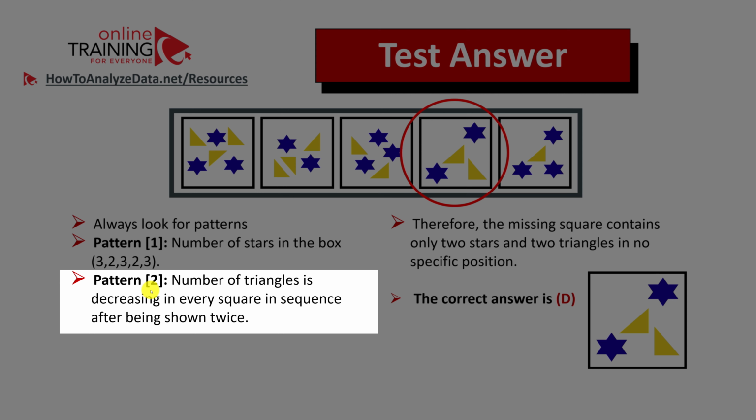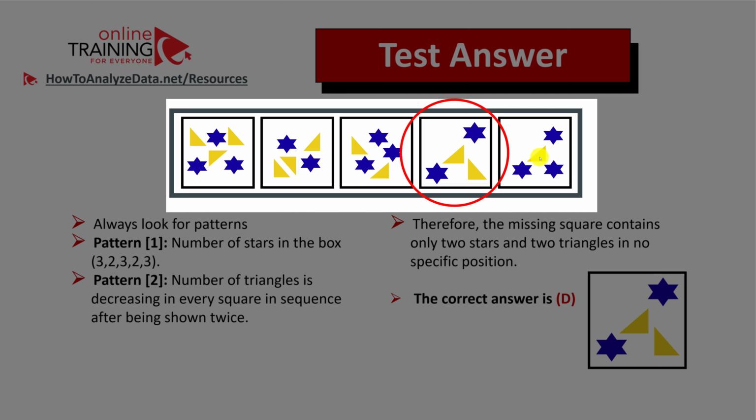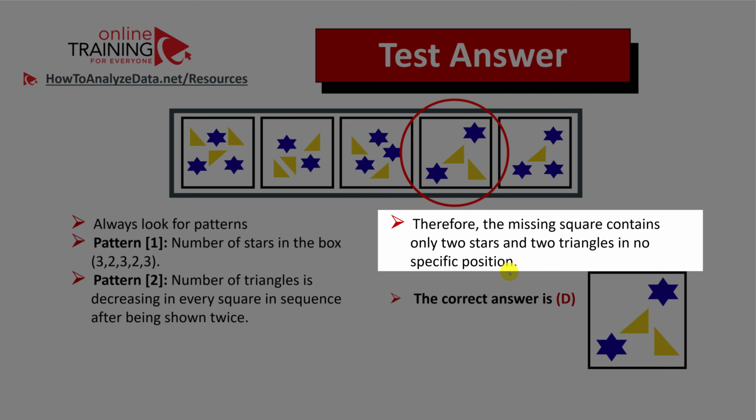There is also a pattern of decreasing triangles, and you see that the number of triangles is decreasing in every square in sequence after being shown twice. For example, object number 1 has 3 triangles. Object number 2 also has 3 triangles. Next object has 2 triangles. So following this pattern, the missing object will also have 2 triangles, and then the last one will have 1 triangle. This is why the missing square contains only 2 stars and 2 triangles in no specific position.